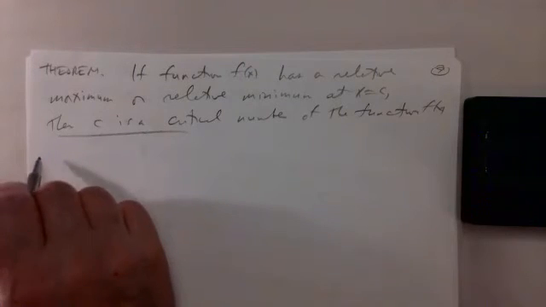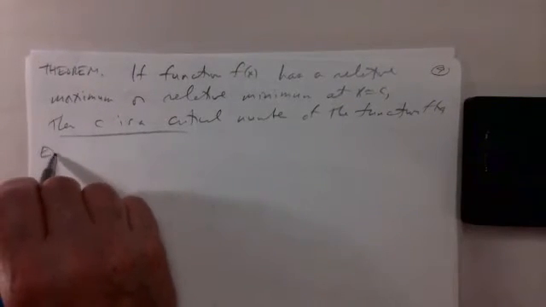So if you have a relative minimum or a relative maximum at a number c, that c is a critical number of the function. So the derivative is 0 at c, or the derivative doesn't exist at c. And we can observe that in the two examples we saw a moment ago.